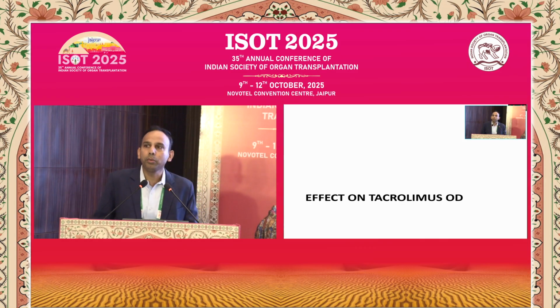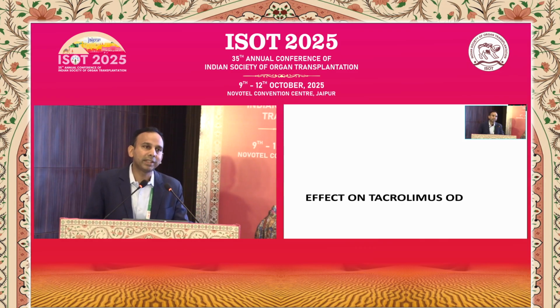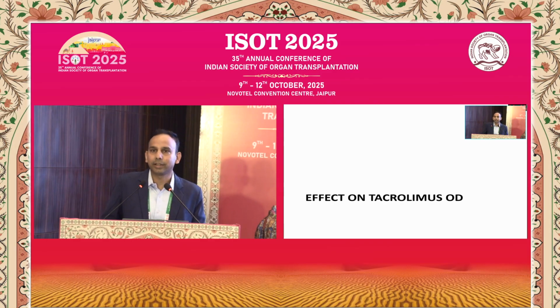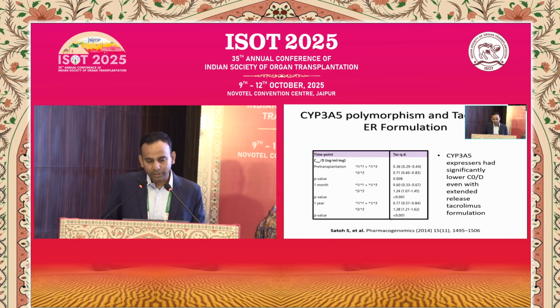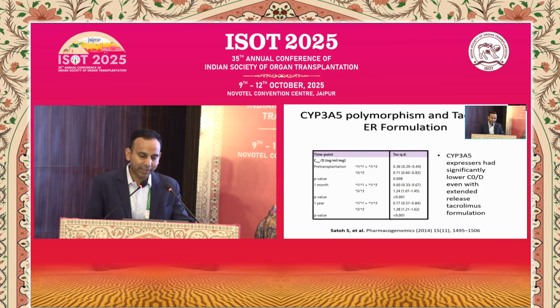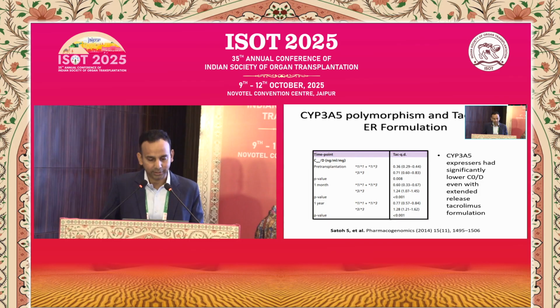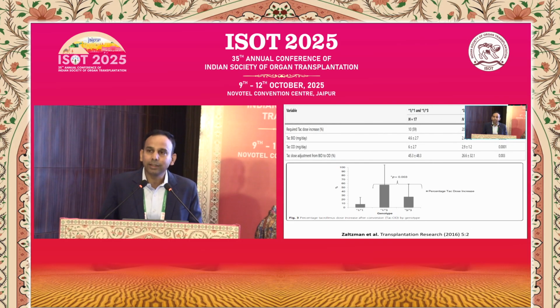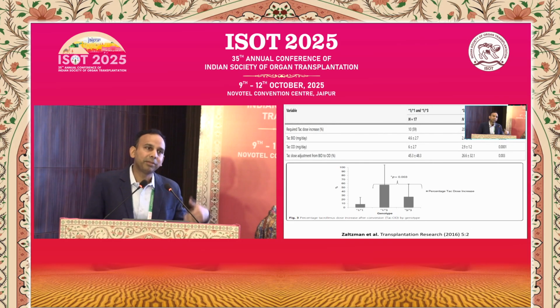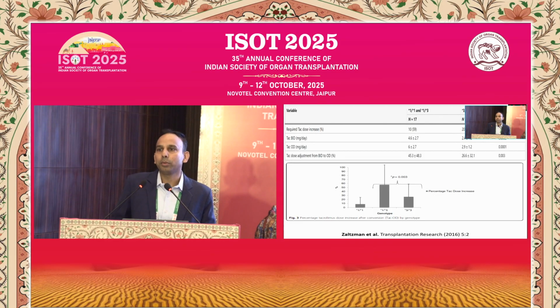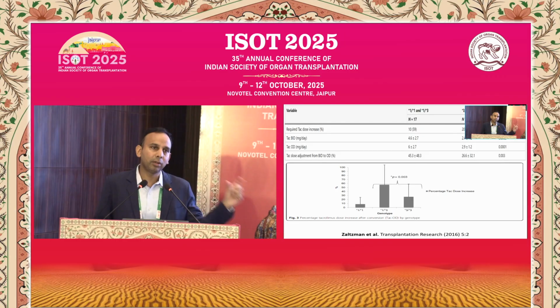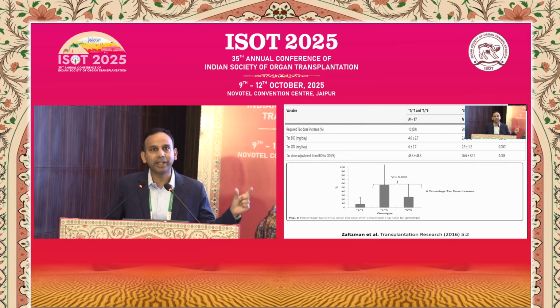Does this hold true when we are switching our patient to OD or the extended release tacrolimus? It does hold true. CYP3A5 expressors had significantly lower C0 by D even with extended release formulations. In another study, when patients were switched over from BD tacrolimus to OD tacrolimus, they found that CYP3A5 expressors required almost 50% extra dose as compared to the total dose that they were getting on the BD dose profile.